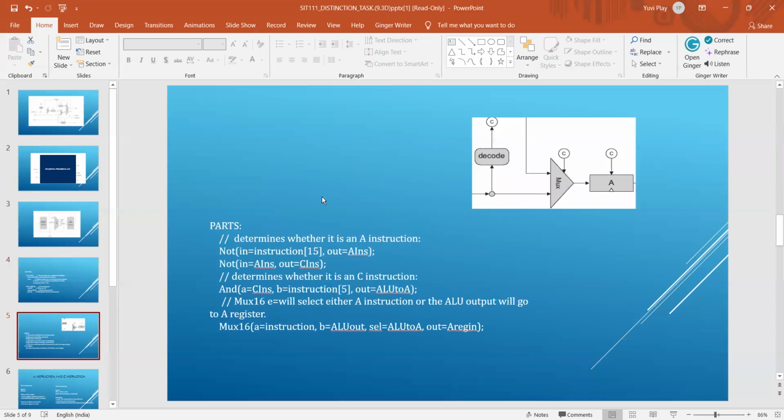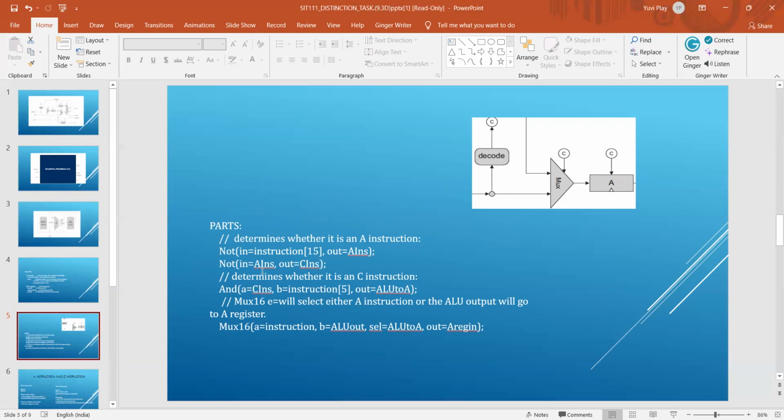Further, the parts section includes the rest of the code, in which there are firstly 3 different gates: NOT gate, AND gate, and the Mux16 gate. These different gates are used by the CPU to perform specific operations. There are 2 types of instructions coming as input from the instruction memory. Either it will be an A instruction or a C instruction.